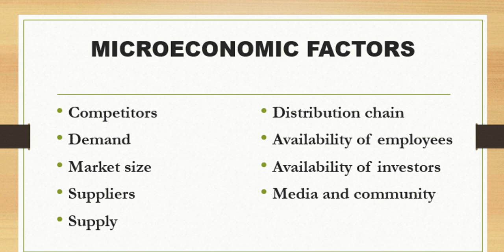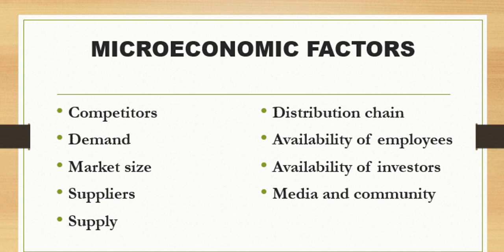The next one is demand. Demand and supply of goods or demand and supply of materials have an impact on the bottom line of the business. Market size refers to the total sales made by a company in the year when compared to all other competitors in the industry. Suppliers: the reliability of suppliers producing materials or goods will definitely have an impact on the business. Distribution chain: the availability of distribution channels will affect the business in such a way that whether the products and services are able to reach the end consumers on time.